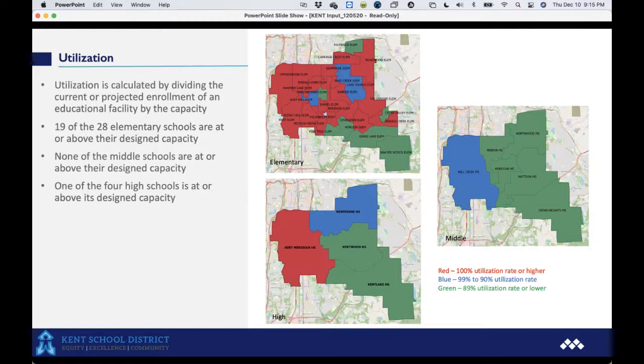None of the middle schools are at or above their design capacity. And one of the 4 high schools is at or above its design capacity. And you can see on the graphics, this outlines it by the school and its current attendance boundary. Red is 100% utilized or higher. Blue is 99 to 90% utilized. And green is 89% utilization or lower. You can see the top one there is elementary, has a lot more at or over utilized schools than to the right, which is middle, or to the bottom, which is high school.